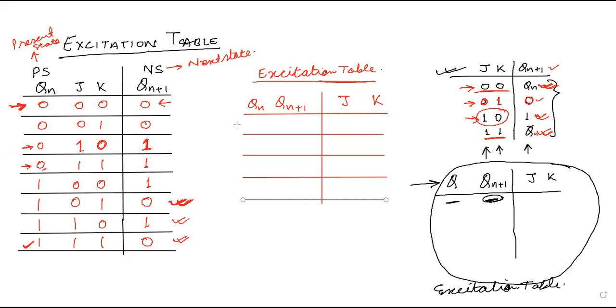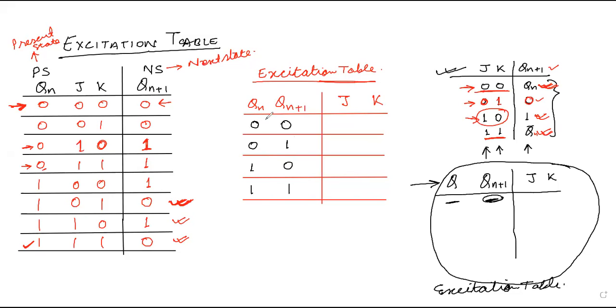Here, if we see, we should have, so here we will have the combination as 0 0, 0 1, 1 0 and 1 1. So only these may be the combinations.